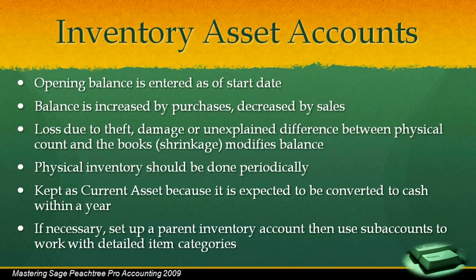The balance will then increase when you make purchases, and it will decrease when you make sales. If you have any losses due to theft, damage, or those unexplained differences between the physical count and the books, that's known as shrinkage, that's going to also modify the balance. That's one of those things that doesn't count as an expense or a sale per se, but it does need to be accounted for to keep the number straight.